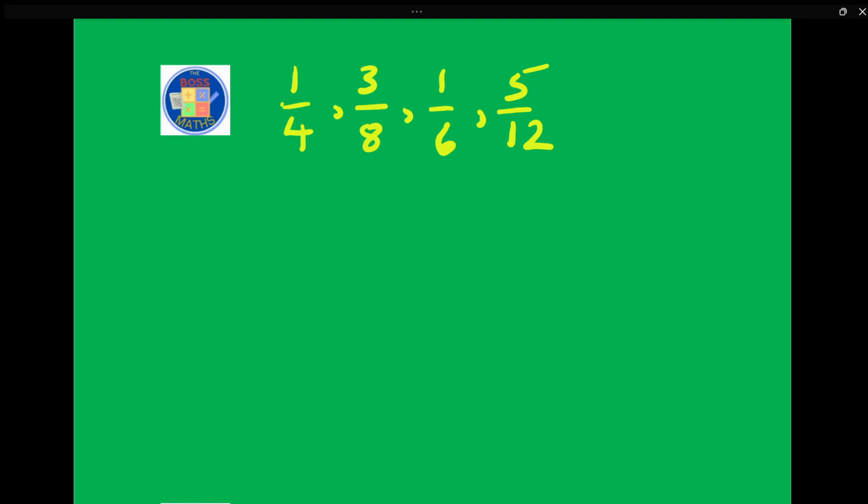So looking at the numbers, we have the multiples of 4, multiples of 8, multiples of 6, multiples of 12. If we were to list these, we're looking for a number that appears in all these times tables. And by looking at this, we should be able to see that the number 24 is the lowest common multiple of all these. So, over 24, over 24, over 24, and over 24.